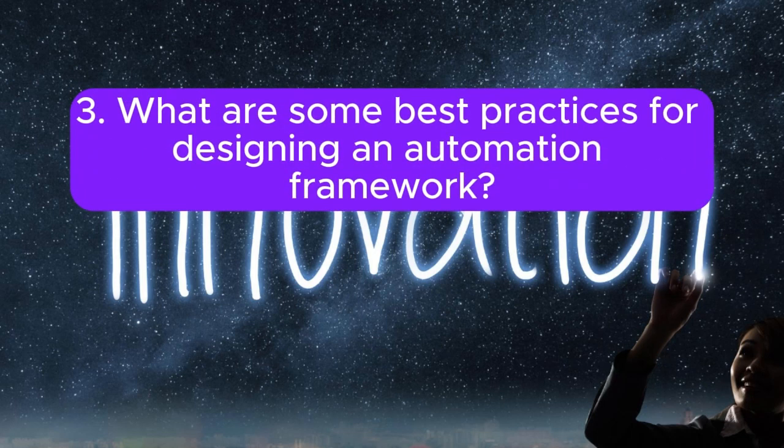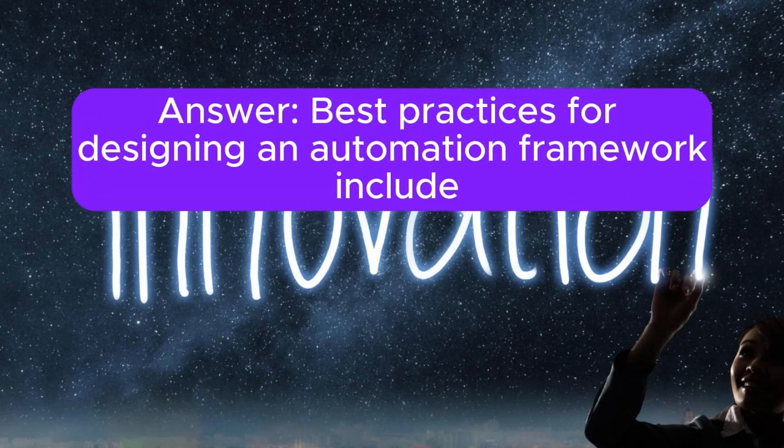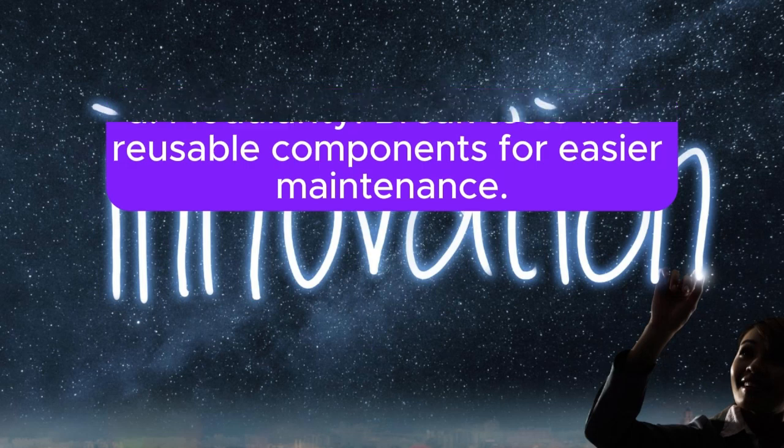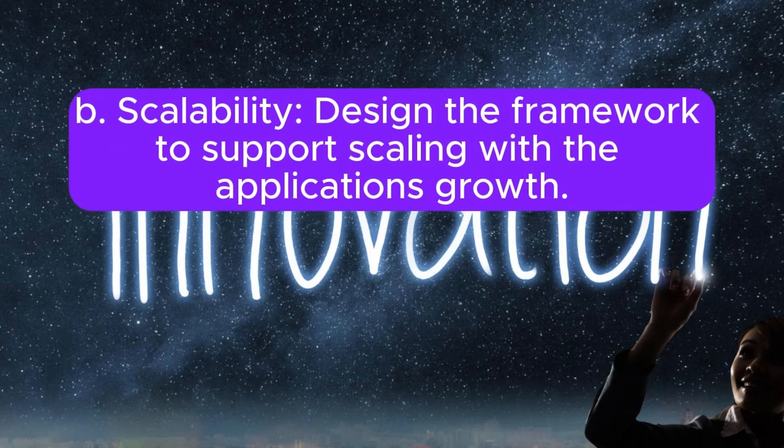3. What are some best practices for designing an automation framework? Answer: Best practices for designing an automation framework include: A. Modularity. Break tests into reusable components for easier maintenance. B. Scalability. Design the framework to support scaling with the application's growth.